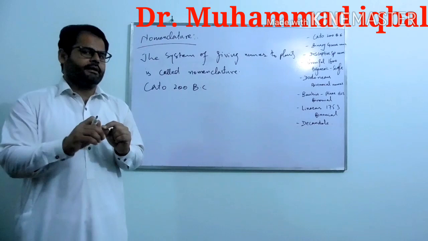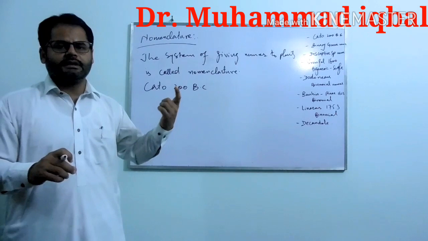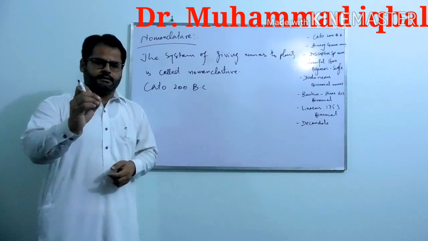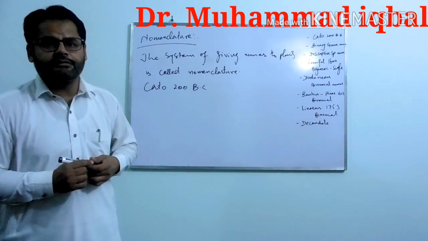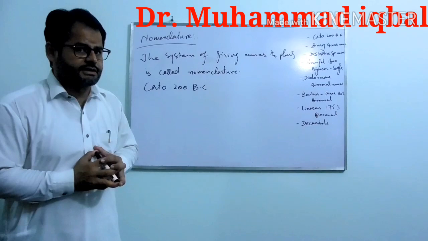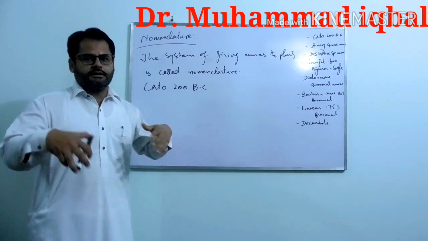took place in the 18th century, in which a very famous taxonomist, Linnaeus, in 1753 put forward the concept of genus and species, and Linnaeus is considered the father of taxonomy. So Cato used two names for plants, but he was unaware of the concept of genus or species. After Cato's naming, the system of naming was converted into binary generic naming.